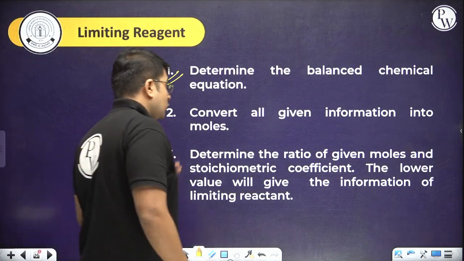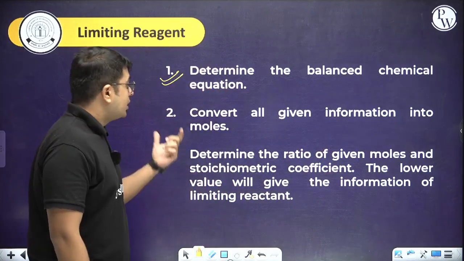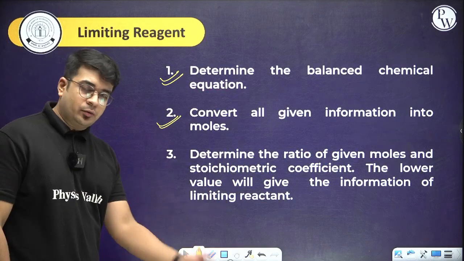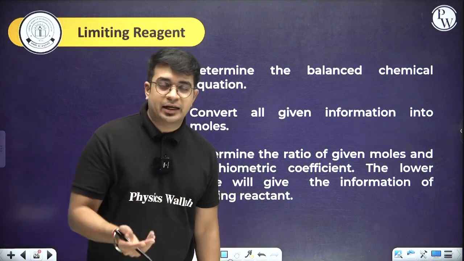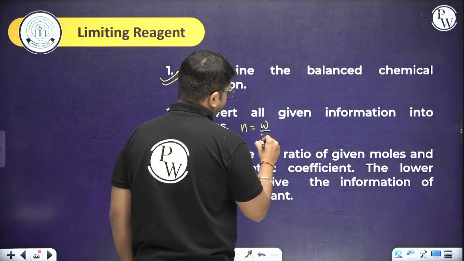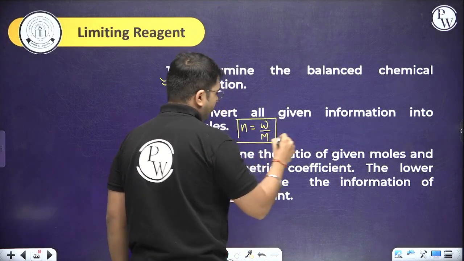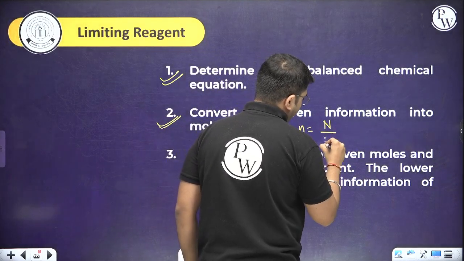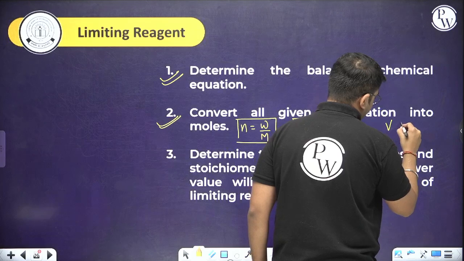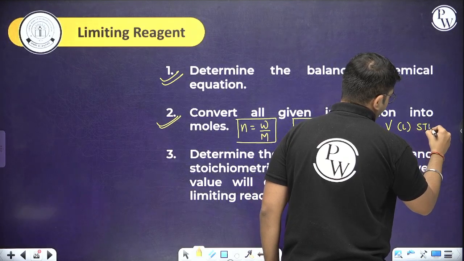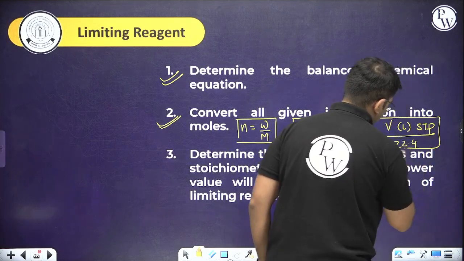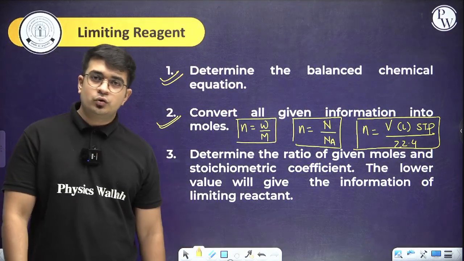Next, you have to convert all the given information into moles. Whether it is directly given in moles or not, you have to convert the entire information into moles. So you know we have the formulas for moles: given weight divided by molar mass, the first formula. The next formula is number of particles divided by Na, the second formula. Then volume of gas in liters at STP divided by 22.4 liters. You can use any of the formulas to convert the information into number of moles.